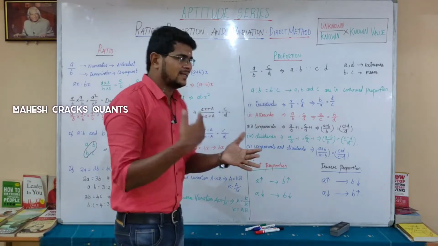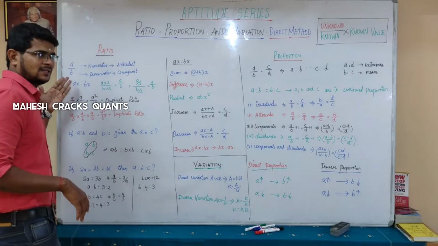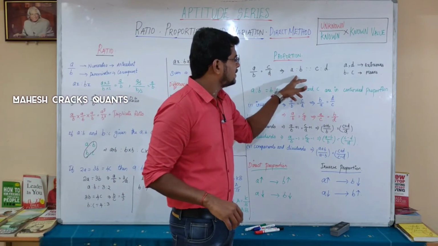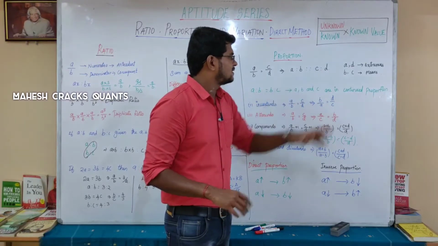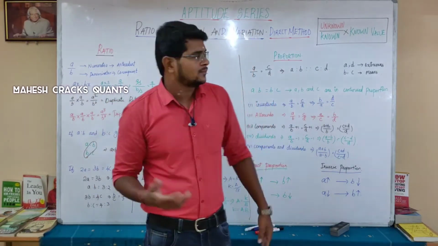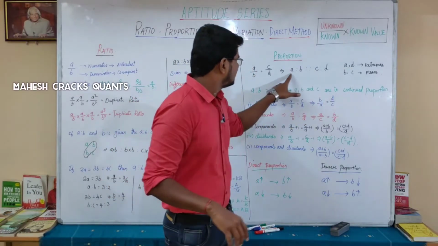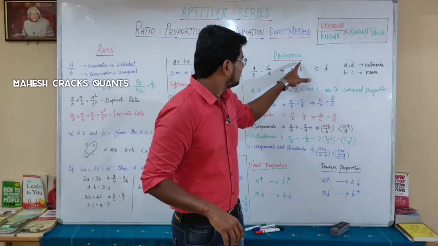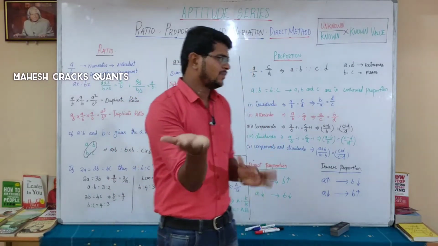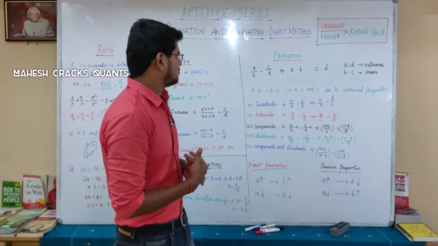A is to B is nothing but A by B; here itself we have seen that. So, A by B is equal to C by D means A is to B as C is to D. That's the proportion part. Here A and D, these last two, are the extreme values, and B and C are the mean values.